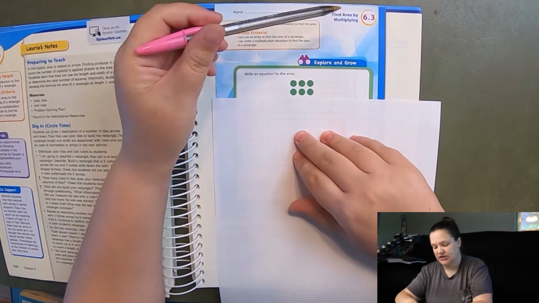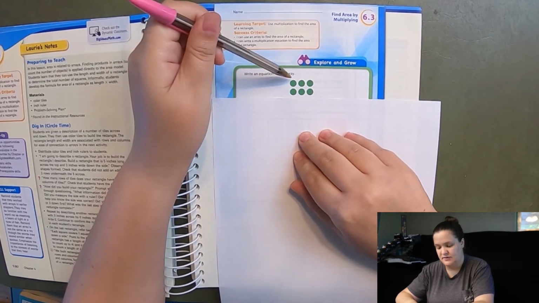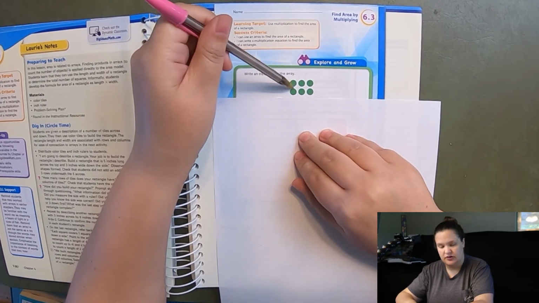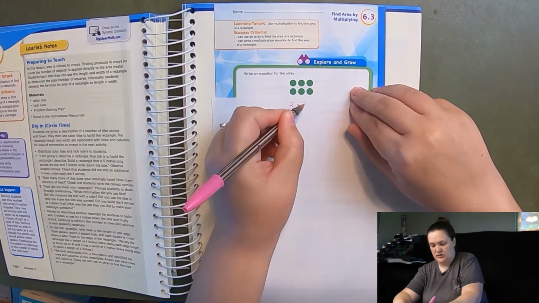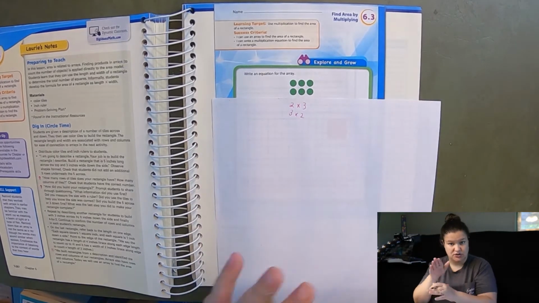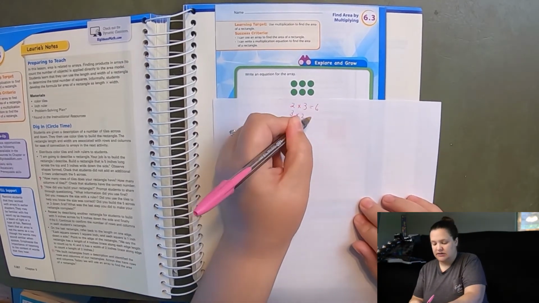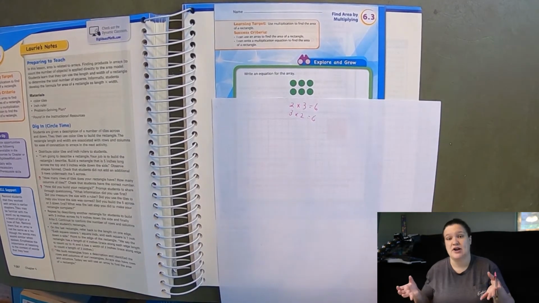You can find the equation for an array by doing the length of it times the width of it. So it's 2 times 3, or 3 times 2, right? Because with multiplication, it doesn't matter which order you multiply in, it equals 6. Okay, so that's how we write an equation for an array.